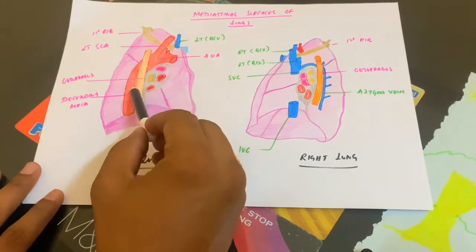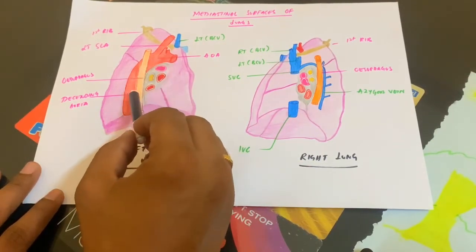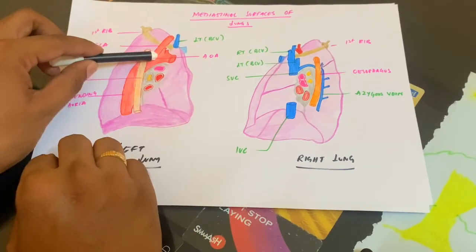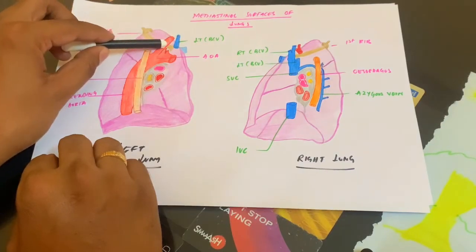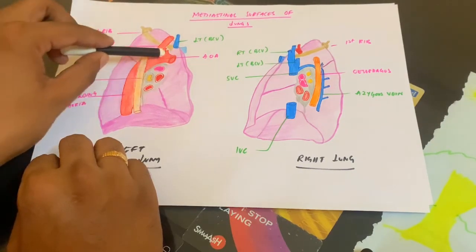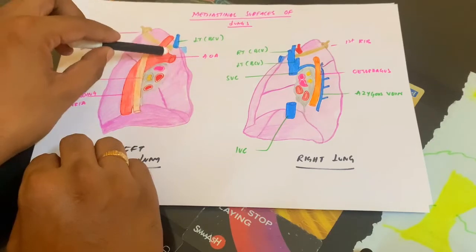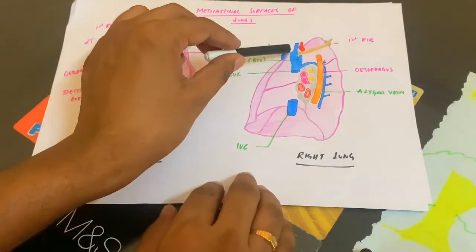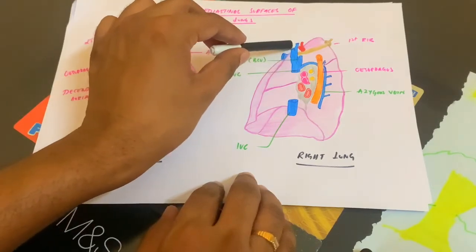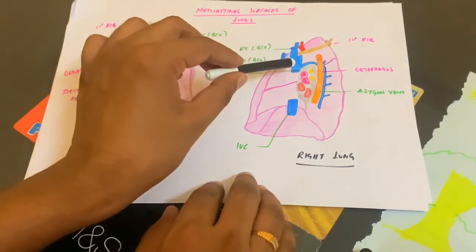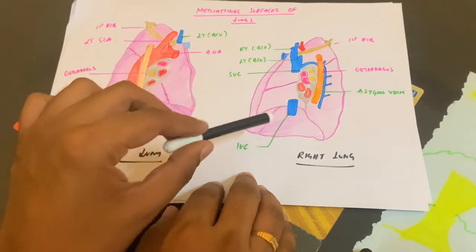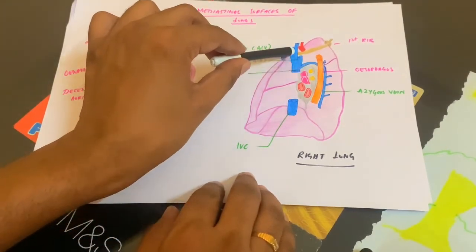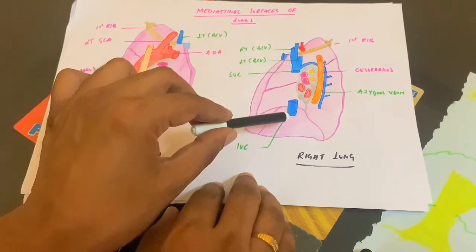lung, the major relations of the left lung are arteries. So you see the descending aorta, you see the arch of aorta, you see the subclavian artery. These are the relations which are seen along the left lung. But when you see on the right lung, the major relations are the veins: the right brachiocephalic vein, the superior vena cava, the inferior vena cava, then the azygous vein, the arch of azygous vein. All these are the veins which are related to the right lung.